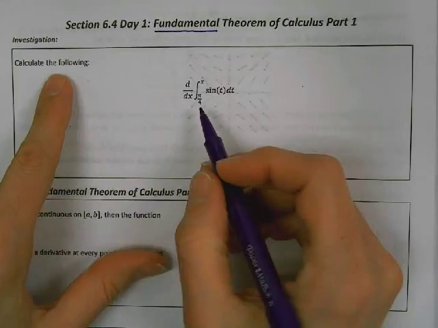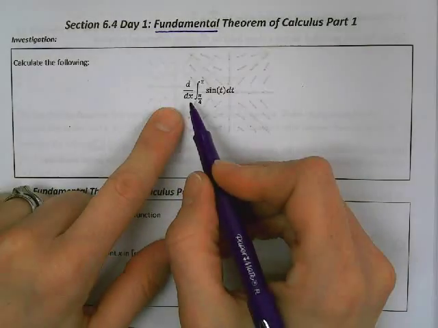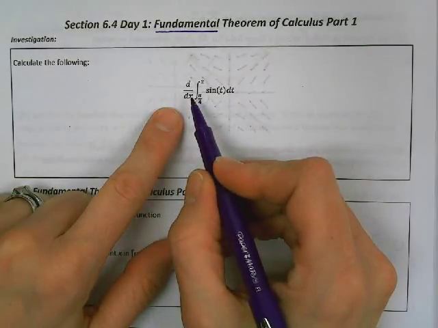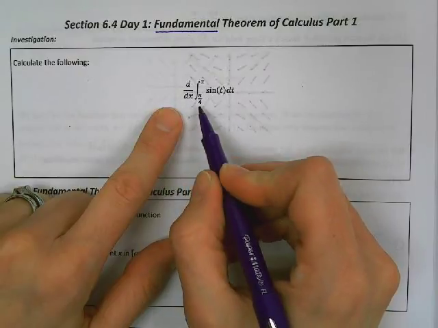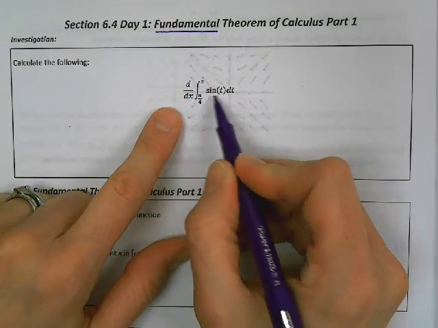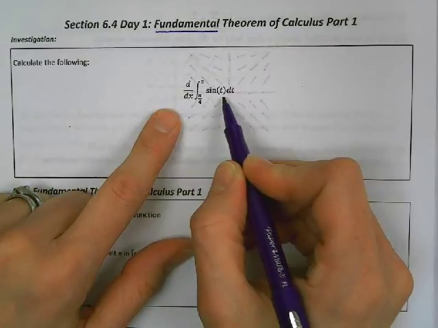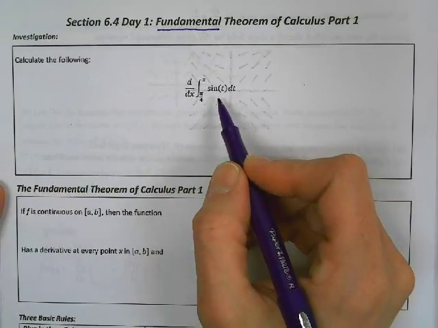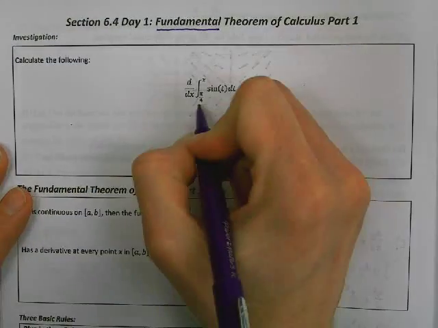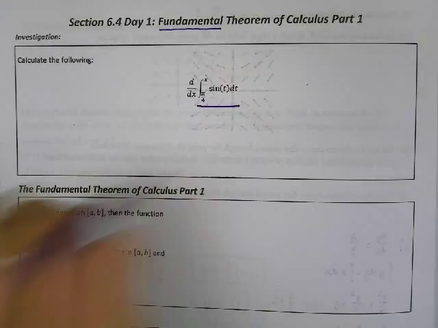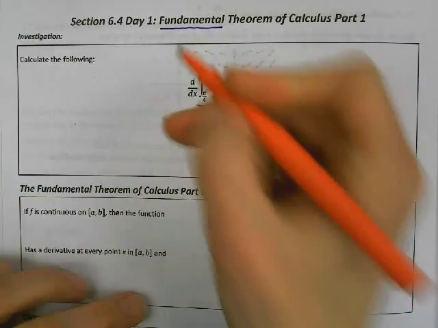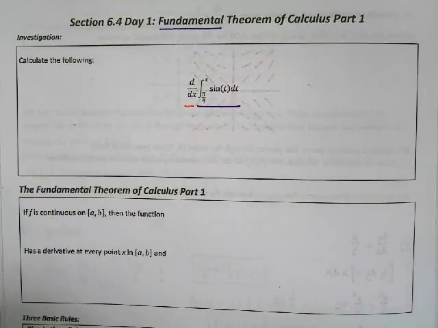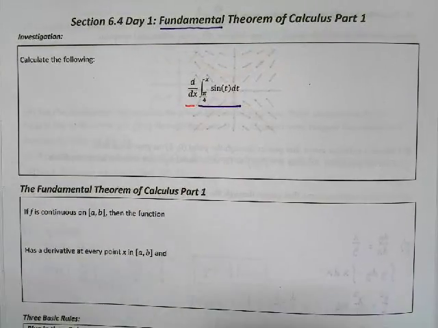It says to calculate the following. What we want to do is calculate the derivative with respect to x of the integral from pi over 4 to x of sine of t dt. So I'm going to start by evaluating this integral, and then we'll go ahead and take its derivative. So let's evaluate this integral.